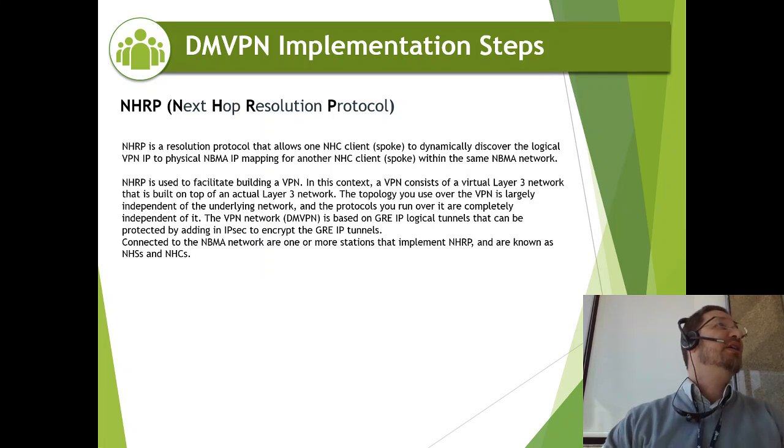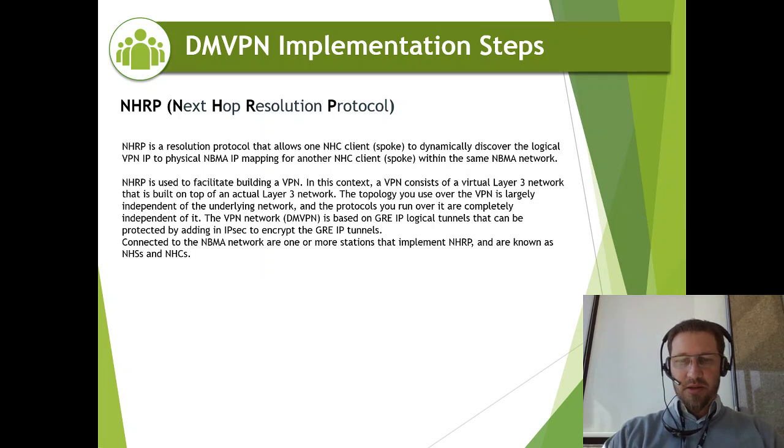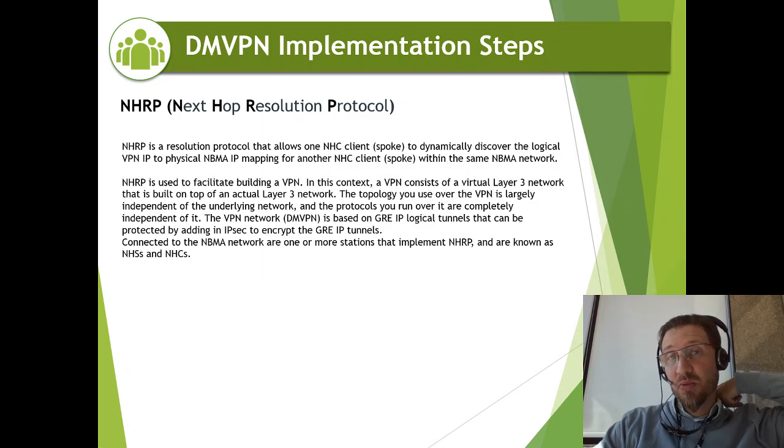Here we have the Next Hop Resolution Protocol. This protocol will build tables where the overlay IP is correlated with the underlay IP. All this work is done by the hub, and it is shared with the spokes, which we call Next Hop clients, and the hub we call the Next Hop server.